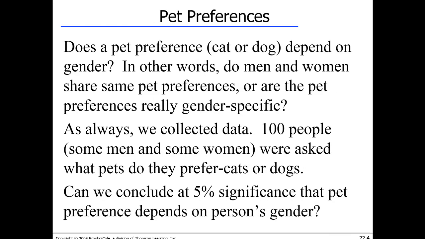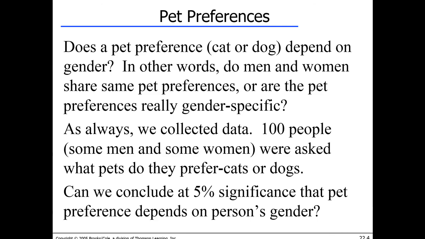Here is the example that we're going to actually discuss in this lecture. It has nothing to do with business, probably, although who knows. So we'll see. Does pet preference, cat or dog, as you know, people pretty much are judged: are you a cat person or are you a dog person, right? Some people like cats more, some people like dogs more. So does pet preference depend on gender?